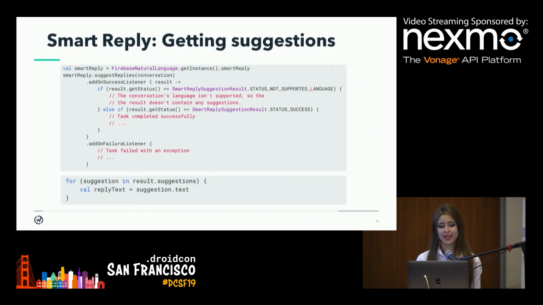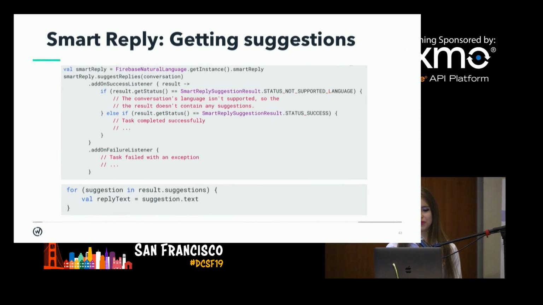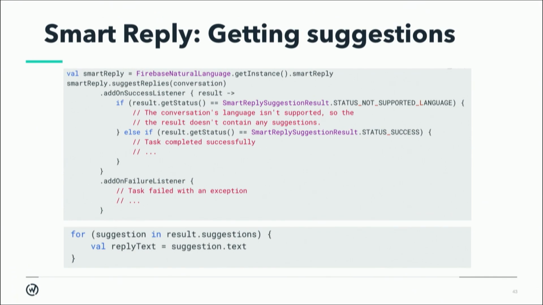You have to get an instance of Firebase natural language and call the suggest replies method and pass this conversation list that we created earlier. And it's going to have listeners for success and failure, and it can give you an error that the language is not supported. So that can happen. So yes, and then you just retrieve the results and show them in your app. So really pretty simple overall.